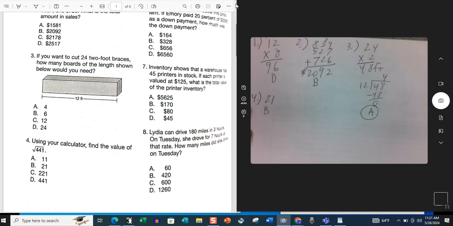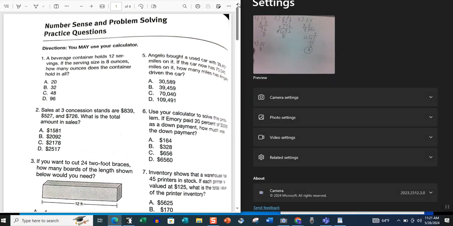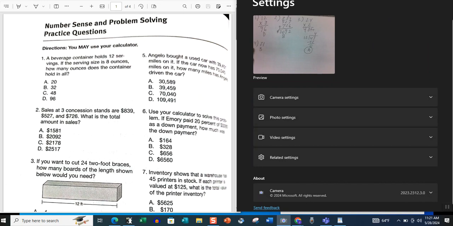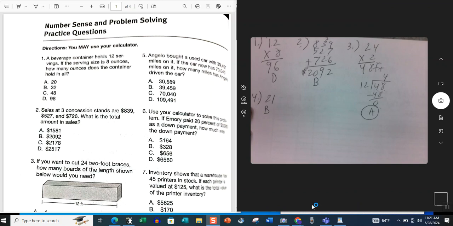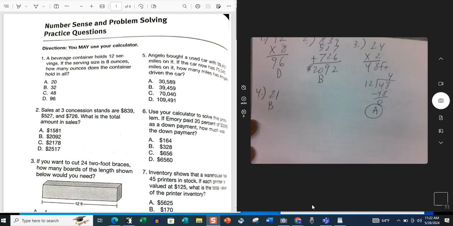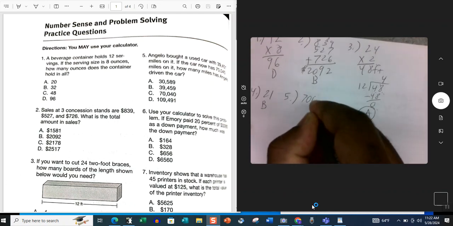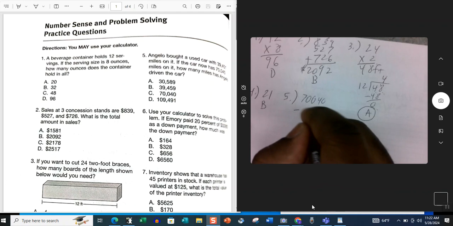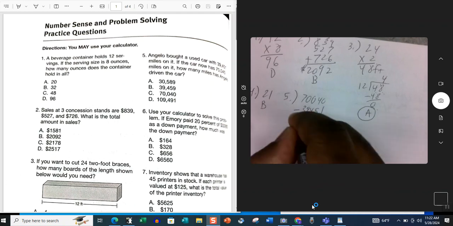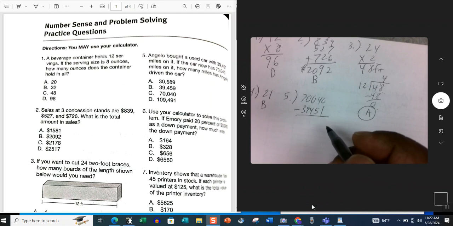Okay, now we go back up here to problem number 5. It says Angelo bought a used car with 39,451 miles on it. If the car now has 70,040 miles on it, how many miles has Angelo driven the car? So with number 5, this is a subtraction problem. So we would take the 70,040 minus the 39,451.